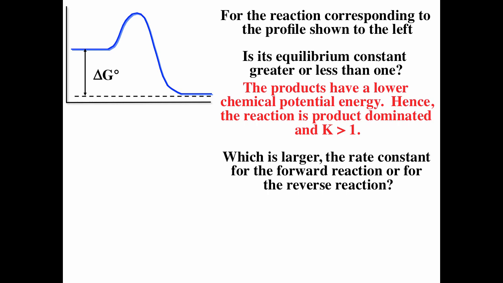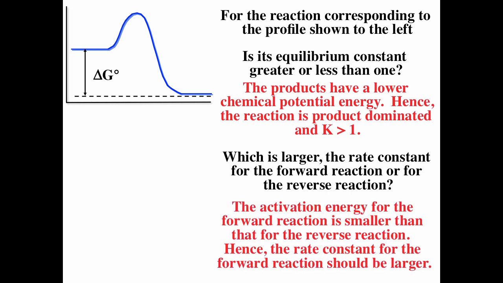Which is larger, the rate constant of the forward reaction or the reverse reaction? And so again, it's going to be the transition state, the energy of activation. For the forward reaction, you have the difference between the transition state and the reactants. And for the reverse reaction, the activation energy is between the products and the transition state. And so for the reverse reaction, you have a larger activation energy, and so that would be slower. For the forward reaction, the rate constant should be larger.